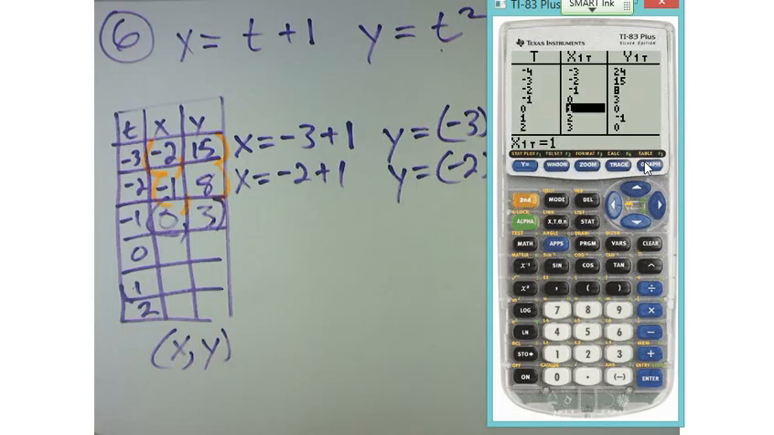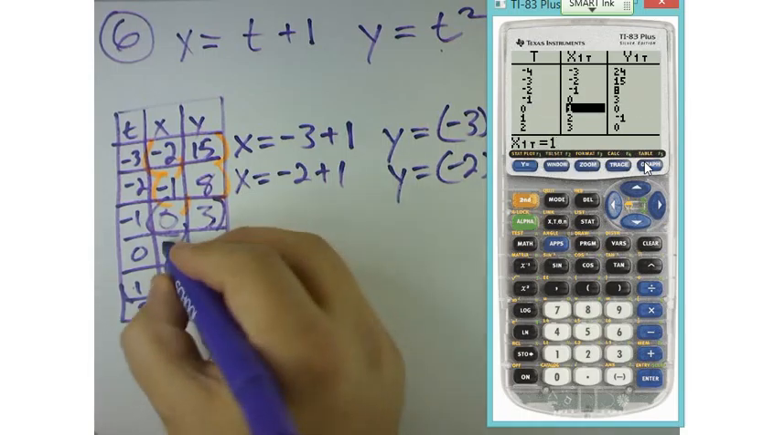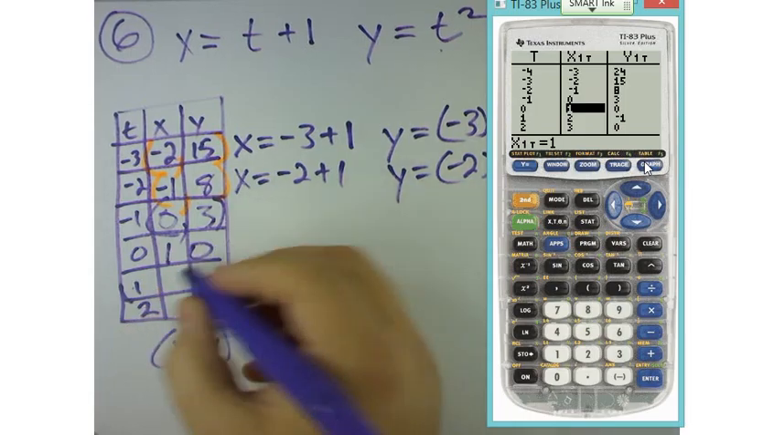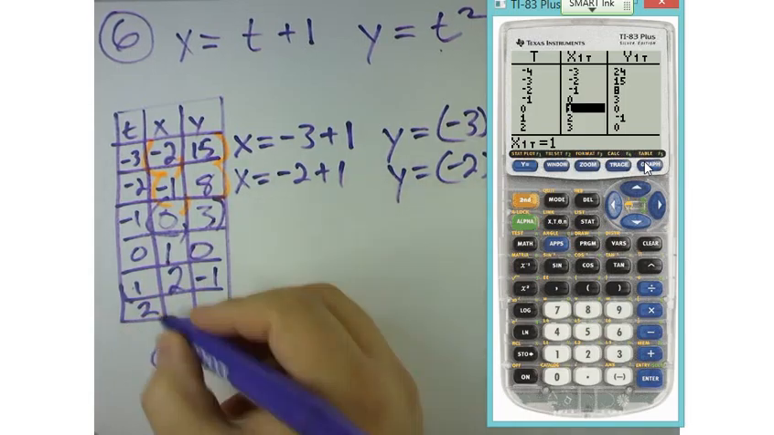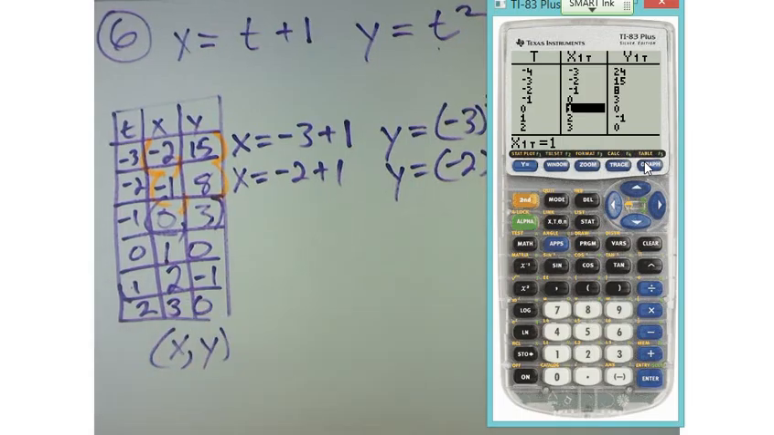If I let t equal 0, then I get 1, 0, and then the next one I get 2, -1, and then 3, 0. Now if I graph all those points, this is what the graph will look like.